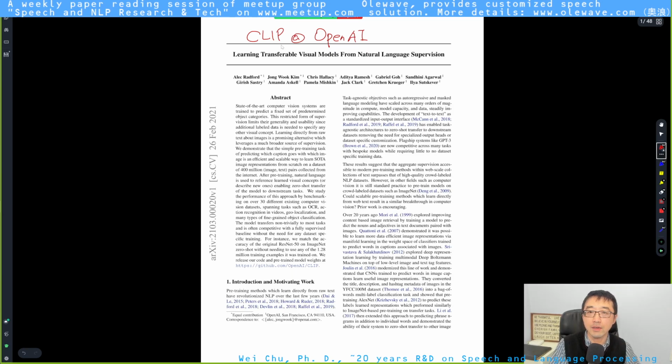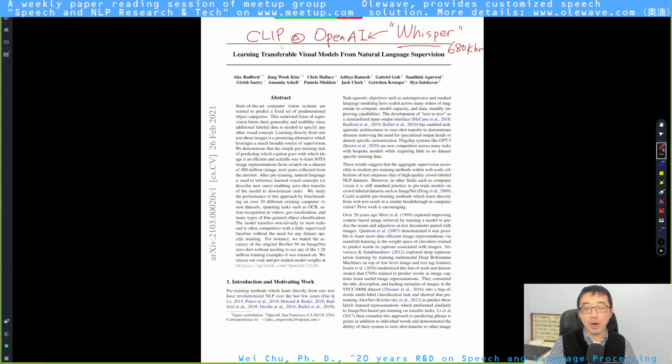I also read another paper by OpenAI. It's called Whisper. It's about how to leverage weakly supervised labels in speech recognition. It leveraged 680,000 hours of weakly labeled speech to train a super large ASR model. You can find the paper reading on my channel.